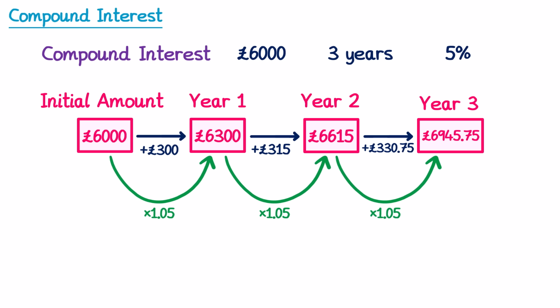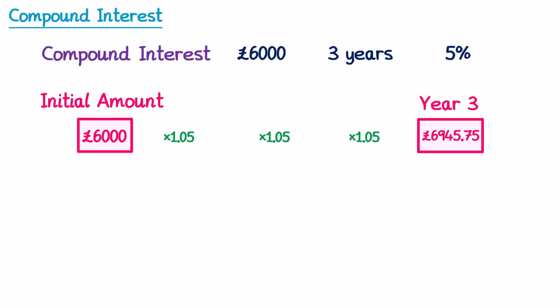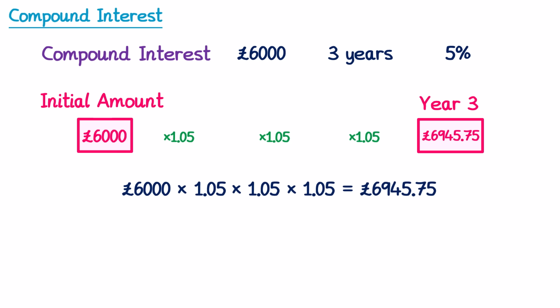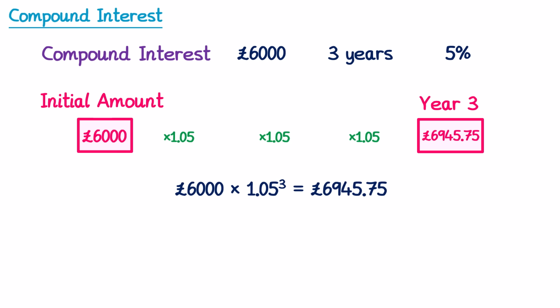So we could actually write this calculation in a different way. We could simply multiply the initial amount by 1.05 3 times. So if you did 6,000 multiplied by 1.05 a second and third time, you would get £6,945.75. We could actually speed up this calculation even more. If you multiply the same number 3 times, you could write that number to the power 3. So this calculation could actually be 6,000 multiplied by 1.05 to the power 3.